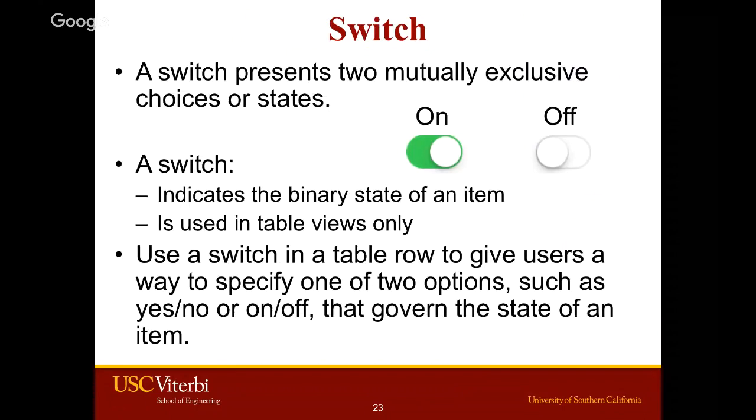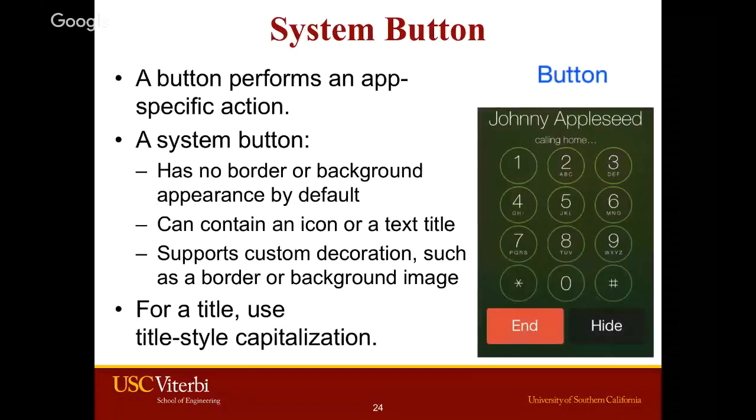Switch. It's a switch. It allows you to turn on and off. So the actual data behind a switch is a Boolean value because there can only be two states. A button. I'm sure you guys know buttons since you were little, so I don't need to introduce a button.